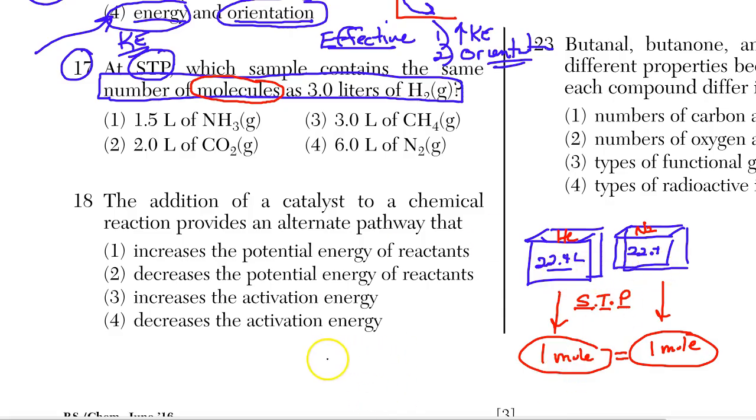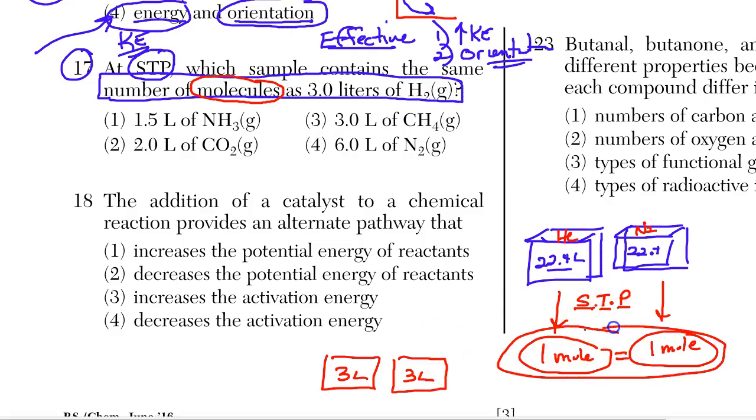Now I don't have to use 22.4 liters. I could have a 3 liter box. If I have a 3 liter box of two different gases, as long as the gases are under the same conditions of temperature and pressure, they will have the same number of molecules. So back to the question, which sample contains the same number of molecules? Well, it's going to be the one that has the same volume, same temperature and pressure, same number of molecules.